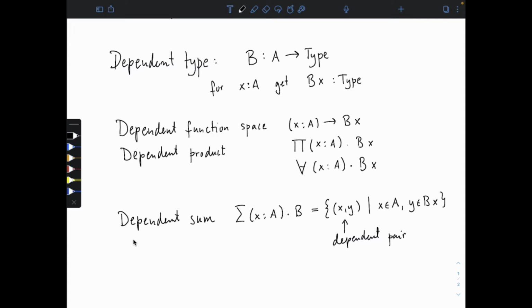That's why it's called a dependent pair. And it's also called, so this one is also called pi type. There is some very unfortunate terminology going around here. This one is also called a sigma type. But it's also called dependent pair type.